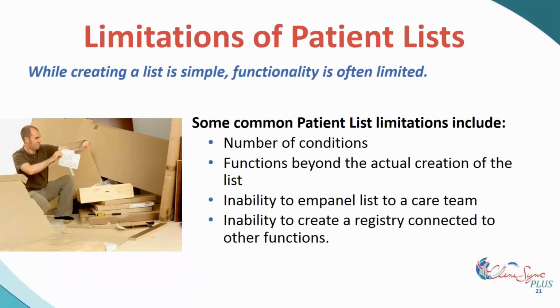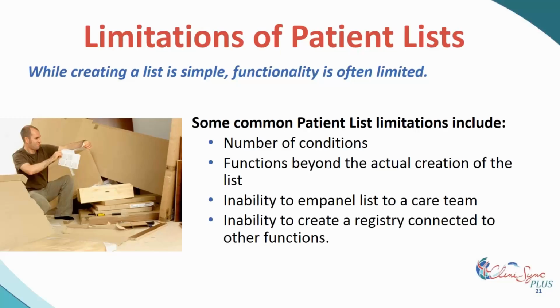Well, now what? Unfortunately, that's kind of where most EHRs fall short. Using the patient list functionality, you can usually generate a list within 5 minutes, but often you have these limitations. I've seen patient lists that limit the number of conditions. I've seen some EHRs where you can select only one condition. In most EHRs, there's not a lot of functionality beyond creating the list. So you can create this list, you can export it, you can print it, but then do nothing else.